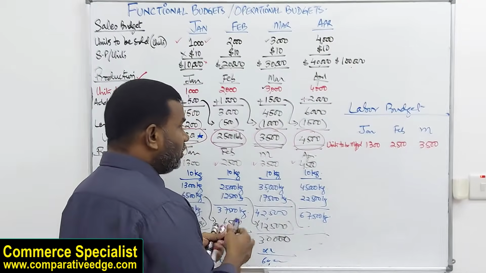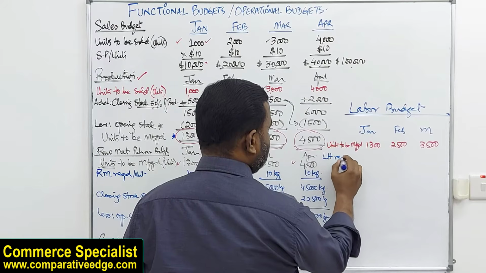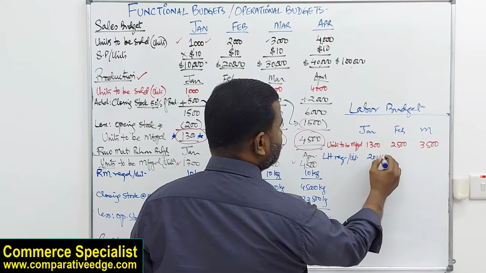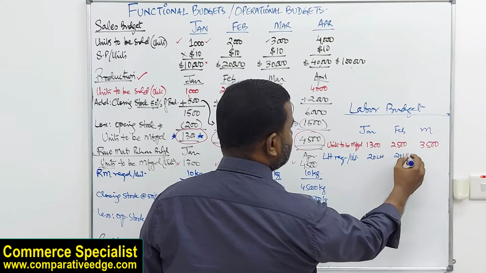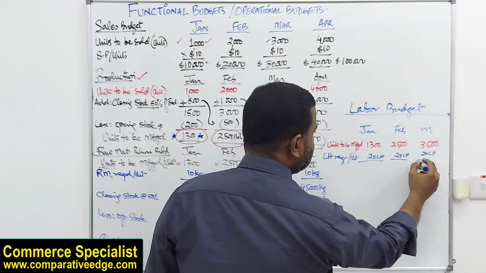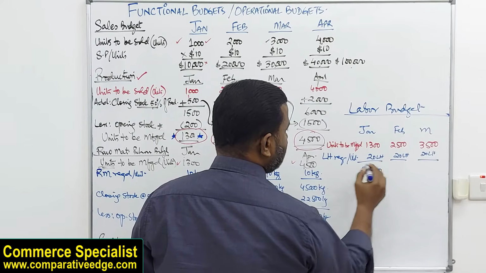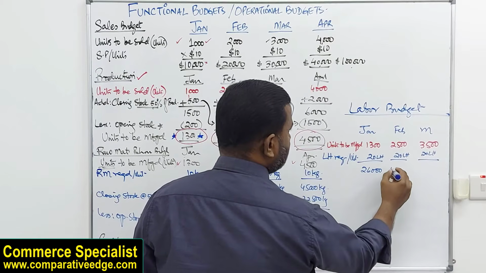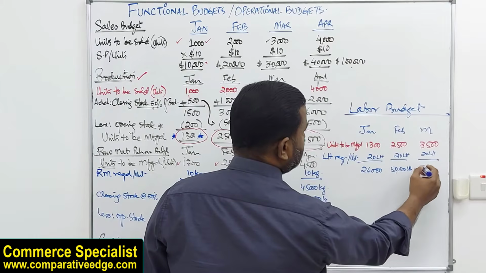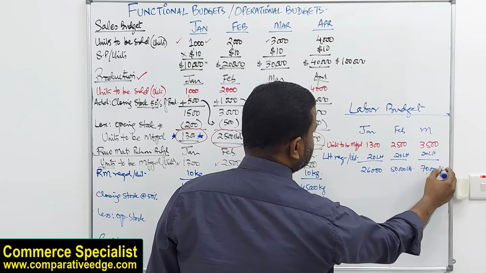So the next thing you need to know is the labor hours required per unit. I'm assuming 20 labor hours. So you multiply, and this will give you 26,000 labor hours, this will give you 50,000 labor hours, and this will give you 70,000 labor hours. Here you need to pay attention.